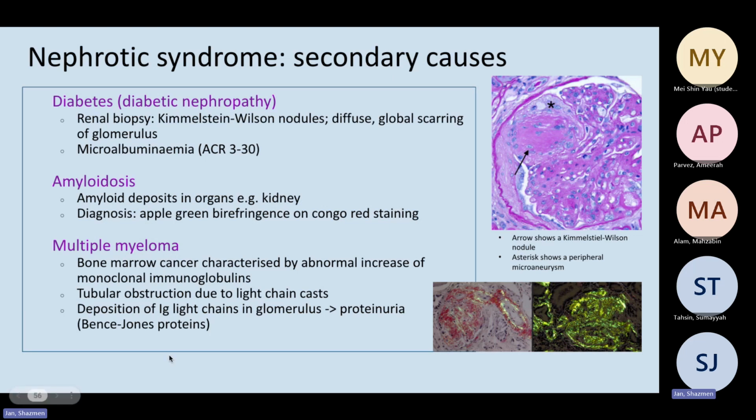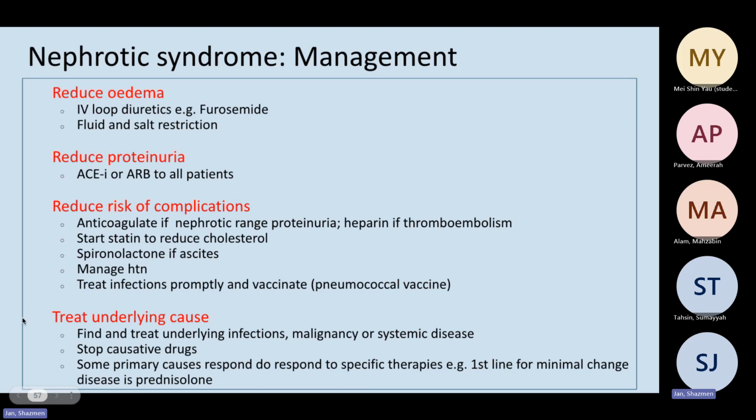Multiple myeloma, which is a bone marrow cancer in which there's an increased number of plasma cells, or antibody cells, can also cause nephrotic syndrome. The way it's implicated in the kidney is that it can cause tubular obstruction due to deposits of the light chains of the plasma cells or the antibodies. When these proteins leak into the urine, they cause proteinuria, and these proteins are specifically known as Bence-Jones proteins.